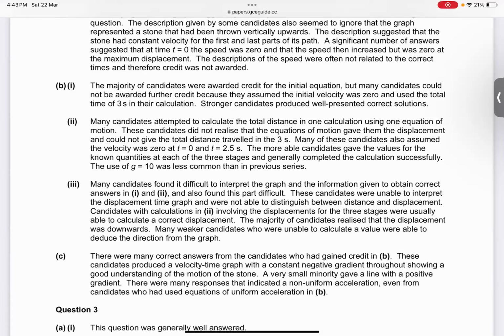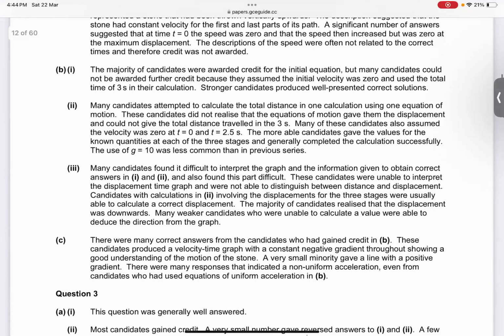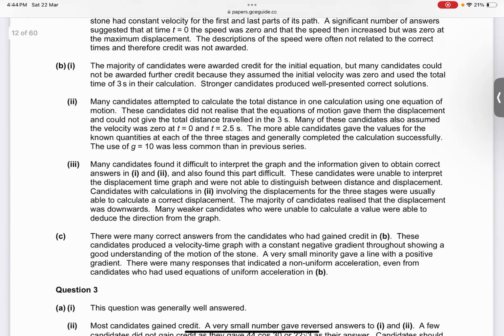Many of these candidates also assumed the velocity was 0 at t equals 0 and t equals 2.5. Okay, at t equals 0 it is not 0, at t equals 2.5 it is again not 0, because at that point the displacement is 0, the starting point, right? The more able candidates gave the values for the known quantities at each of the three stages and generally completed the calculation successfully. The use of g was less common than in the previous series.